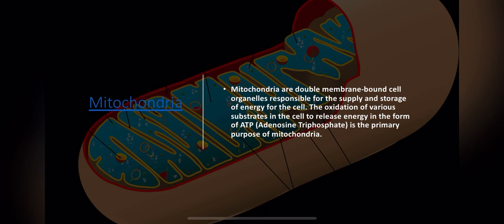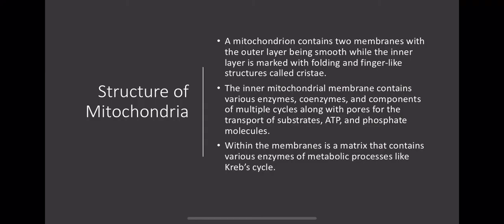Next one is mitochondria. Mitochondria are double membrane bound cell organelles responsible for the supply and storage of energy for the cell. The oxidation of various substrates in the cell to release energy in the form of ATP is the primary purpose of mitochondria. Structure of mitochondria. A mitochondrion contains two membranes, with the outer layer being smooth while the inner layer is marked with folding and finger-like structures called cristae. The inner mitochondrial membrane contains various enzymes, coenzymes, and components of the electron transport chain, along with pores for the transport of substrates, ATP, and phosphate molecules.